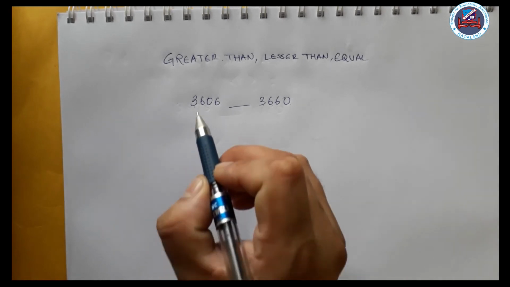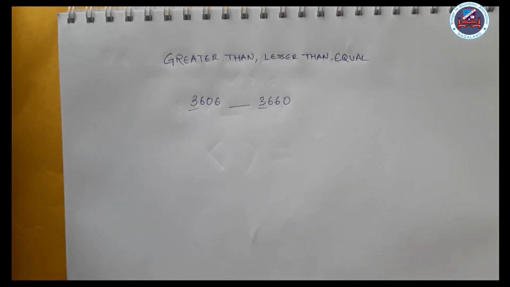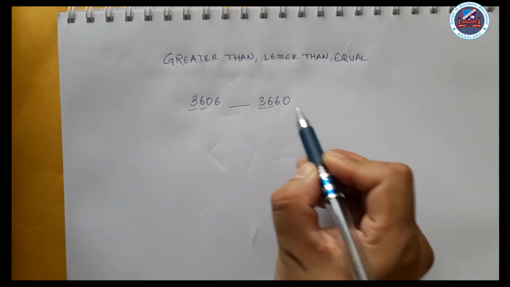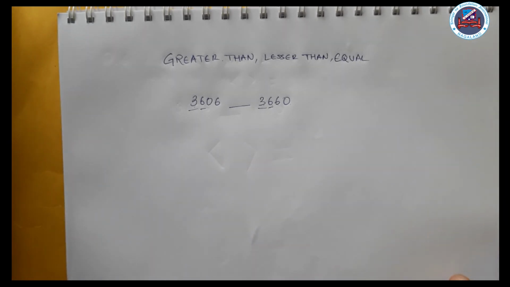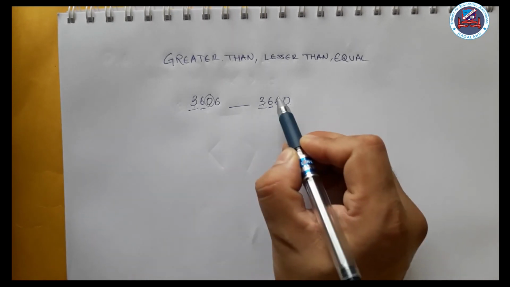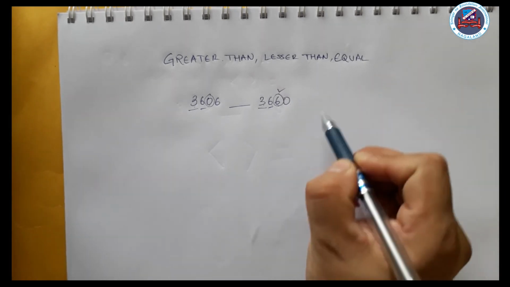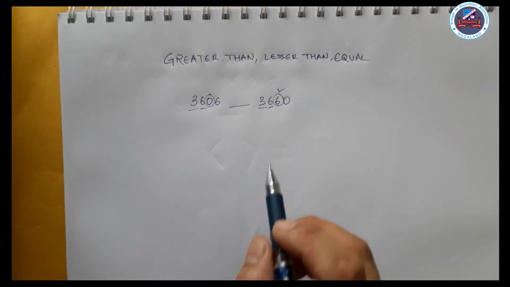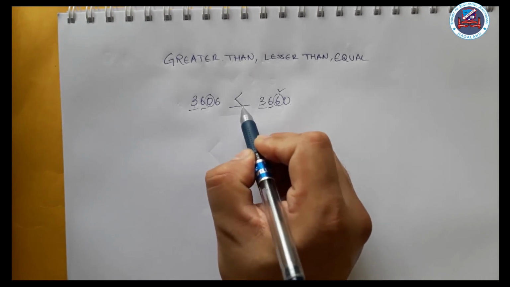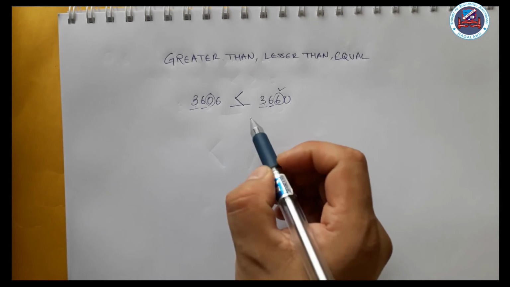Now the second step is, you look at the first digit, 3 and 3, that is also the same. 6 and 6, that is also the same. When you look at the third number, this is 0 and this is 6. So 6 is bigger than 0. So this means this number is bigger than the first number. So we put this sign.